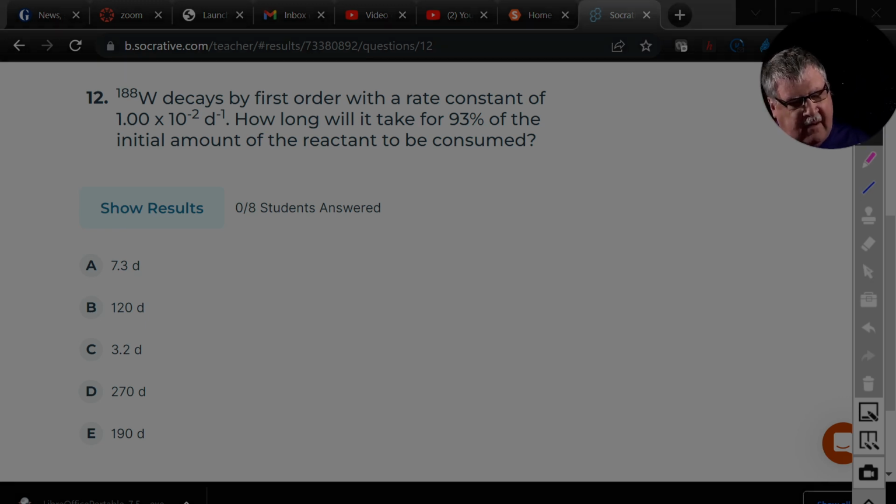Okay, so here's another kinetics question. Tungsten 188 decays by first order with rate constant of 1 times 10 to the negative 2 reciprocal days. How long will it take for 93% of the initial amount to be consumed? That means that at that particular time, 7% is left.